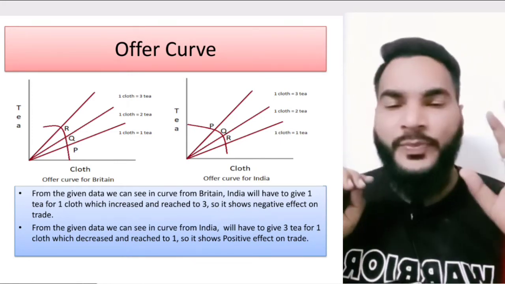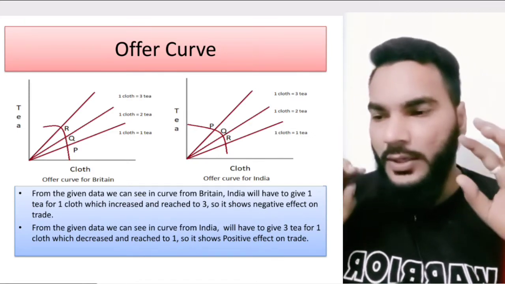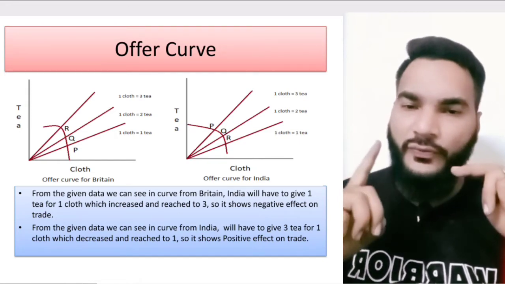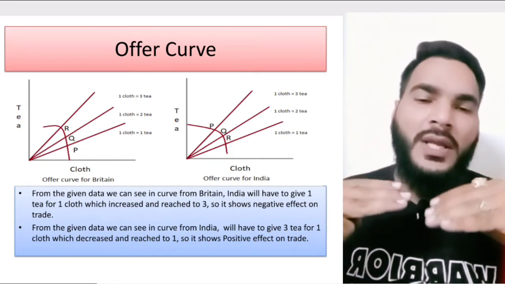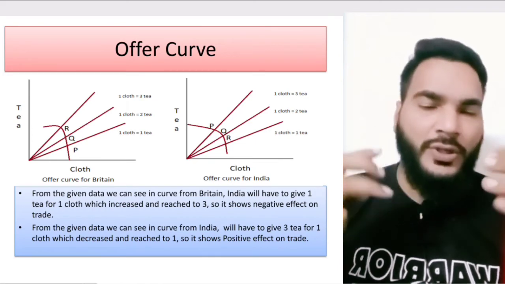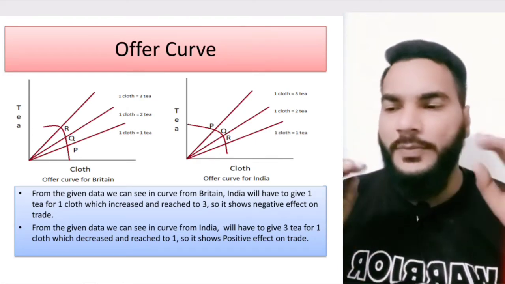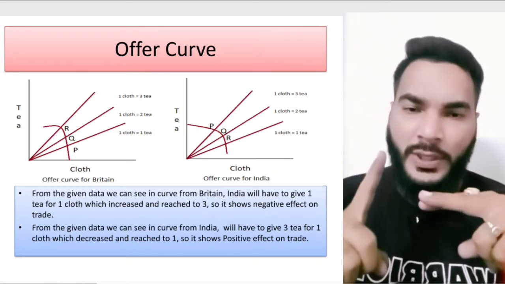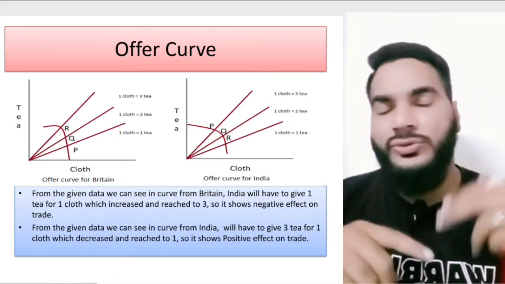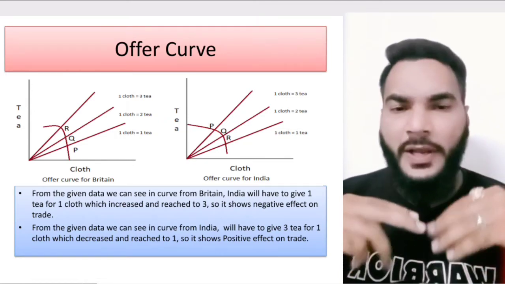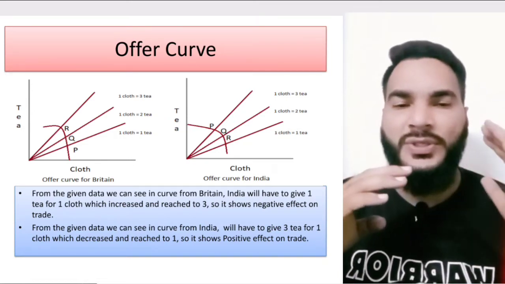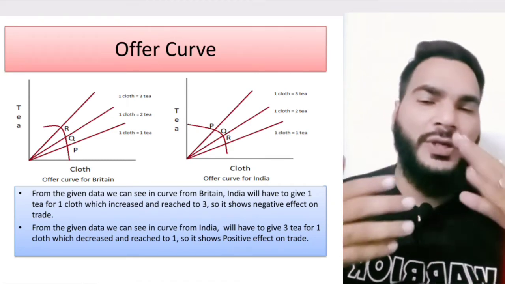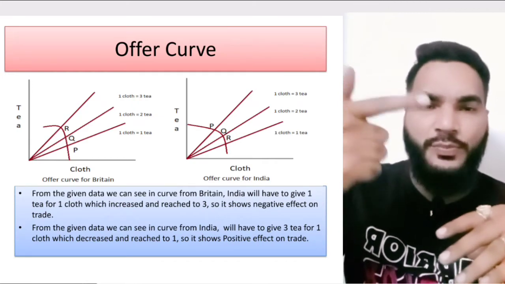Let me help you with that. When we started business with Britain, we were sending 3 units of tea in place of one cloth. Then what happens? The prices of tea increased or the cloth prices decreased, that could be anything. So we were giving 2 units of tea for one unit of cloth, and the situation again became favorable for India. Then it was 1 to 1, like we were supplying one tea and getting the same amount of cloth. So that goes downwards actually, P, Q, R.